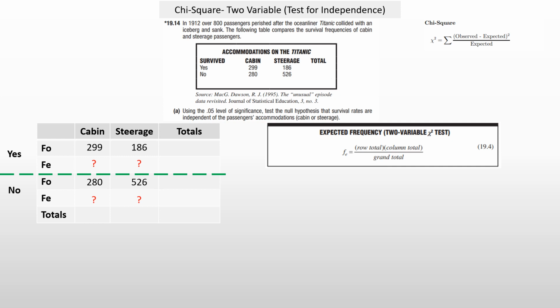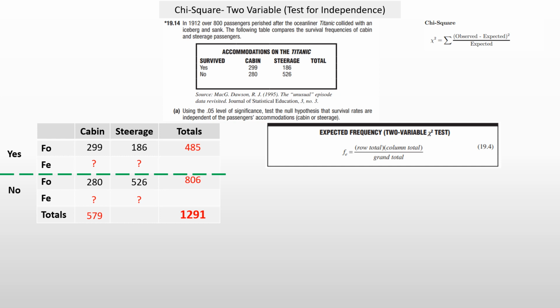So you need to make a table for the two variable one, and then find the row totals and the column totals of the observed values. For the first row of the observed values, we have 299 and 186. We add those, we get 485. We do the same for the second row, 280 and 526. We add those, we get 806. Then we add those two numbers, 806 and 485, which gives us our grand total. Or I can just add all the observed numbers, which also gives you 1291.